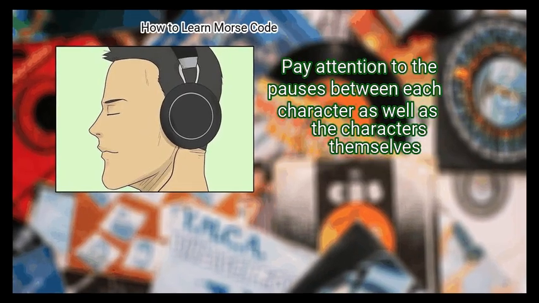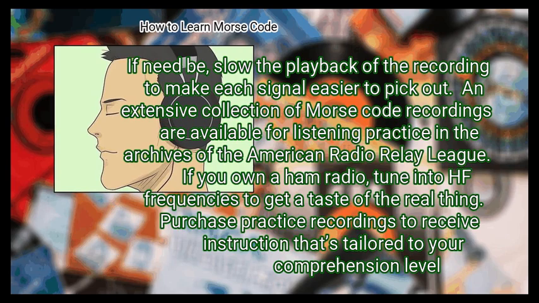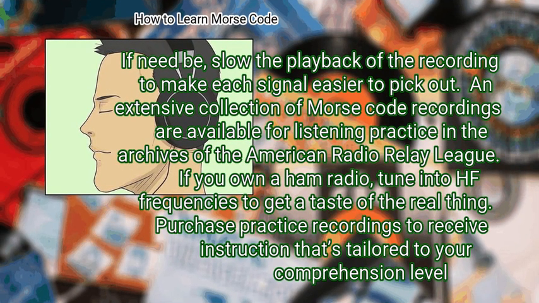Pay attention to the pauses between each character as well as the characters themselves. If need be, slow the playback of the recording to make each signal easier to pick out. An extensive collection of Morse code recordings are available for listening practice in the archives of the American Radio Relay League. If you own a ham radio, tune into HF frequencies to get a taste of the real thing.